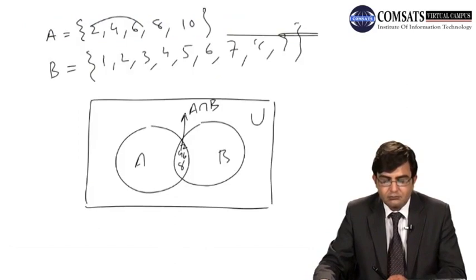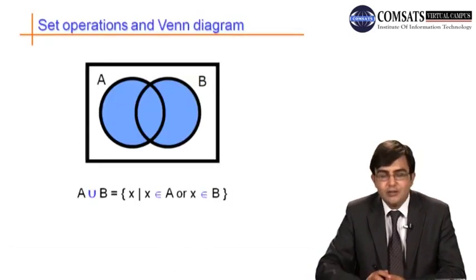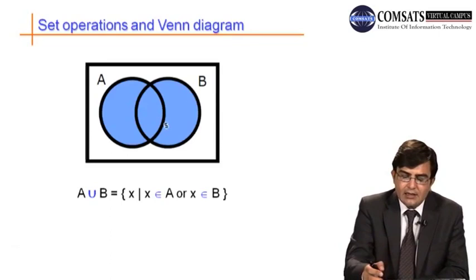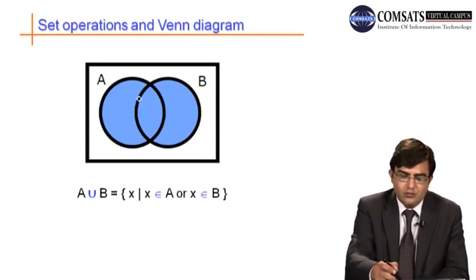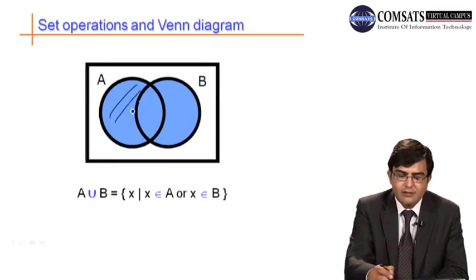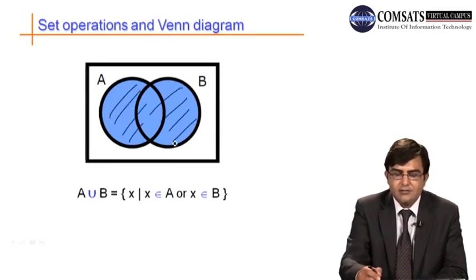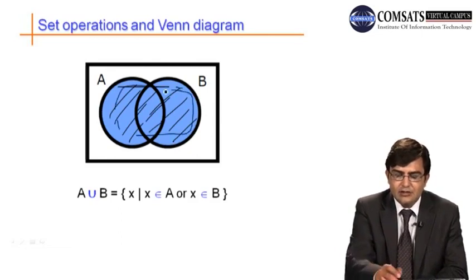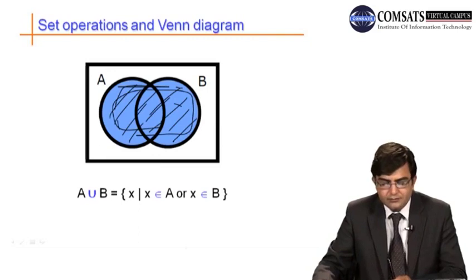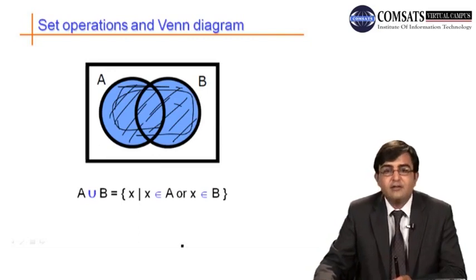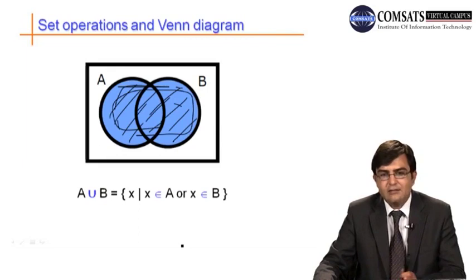Similarly, we can express the union. The Venn diagram which expresses the union contains all elements of A and all elements of B. So this area is basically the union of two sets. We can express the union of two sets using a Venn diagram like this.